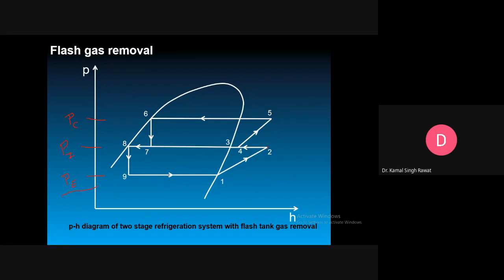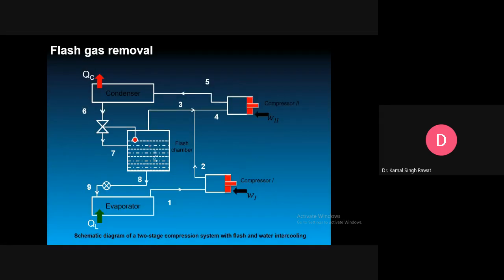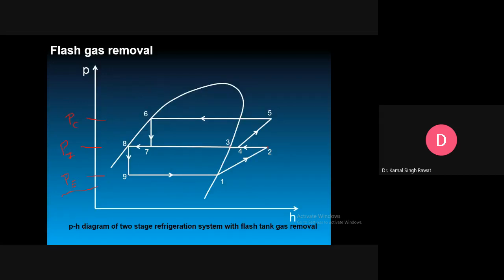And when we separate the liquid and vapor, we have vapors, which are saturated vapor. So the vapor at state 3 is this point. So these are the state of the vapor, and this is the state of the liquid.